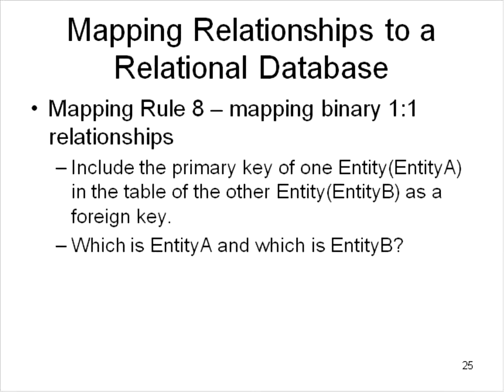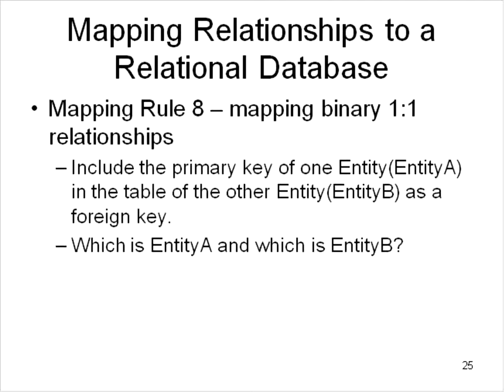Okay, now mapping the binary one-to-one relationship. Include the primary key of one entity, entity A, in the table of the other entity, entity B, as the foreign key. The question is, which is entity A and which is entity B?